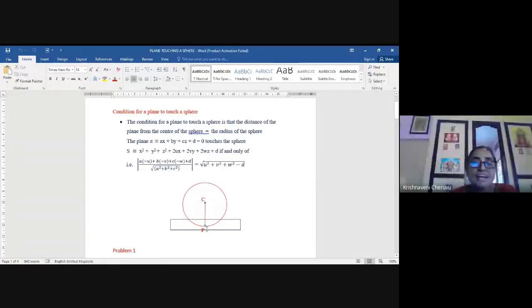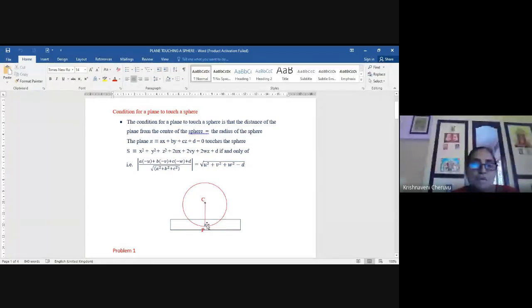So what is the condition, girls? If you see this figure, this is CP, where C is the center of the sphere, and the sphere touches the plane at only one point P. This CP is not only the radius of the sphere, it is also the distance of the plane from the center of the sphere. And if a plane touches a sphere, then the distance of the plane from the center of the sphere is exactly equal to the radius of the sphere. That is what I mentioned.